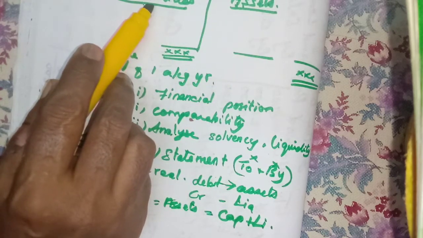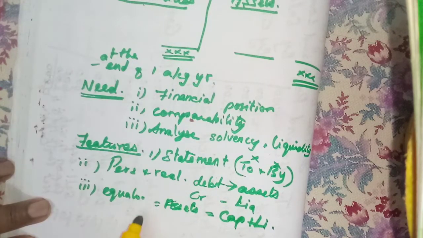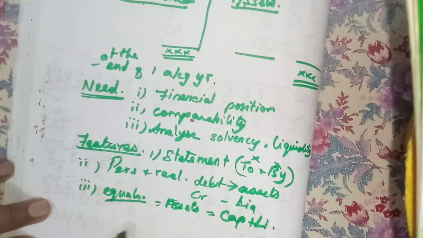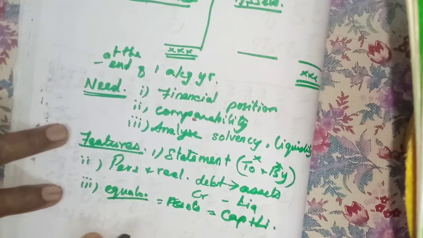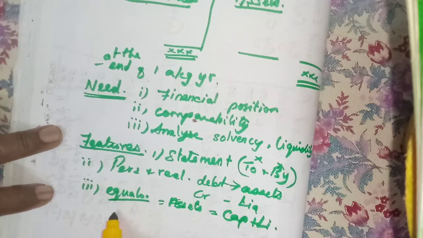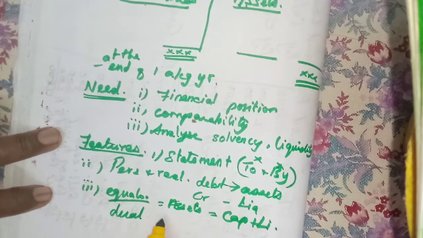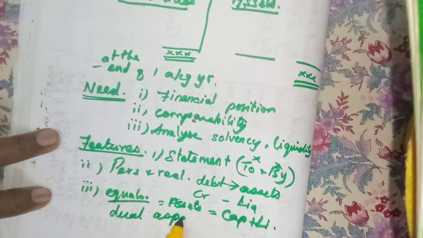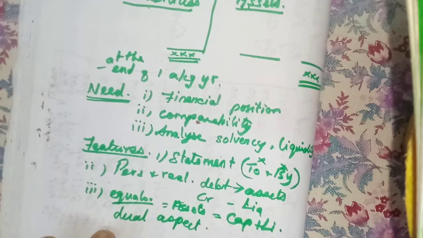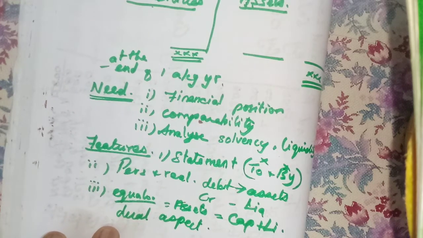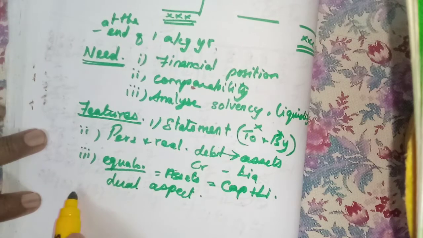Here, liabilities, we will enter capital and liabilities, so it will be equal. Okay, because we follow the dual aspect concept. Dual aspect concept only, the accounting equation arises.